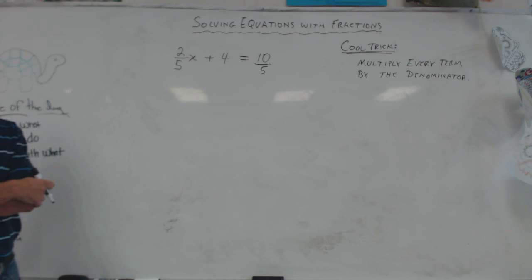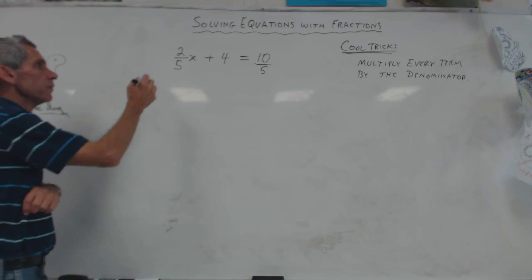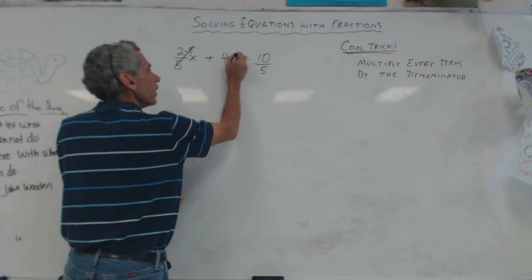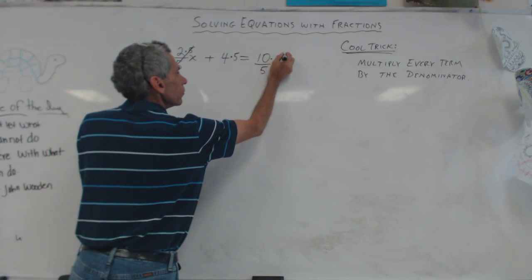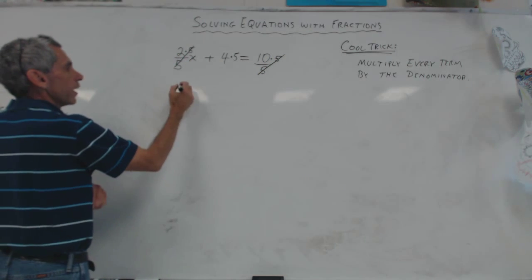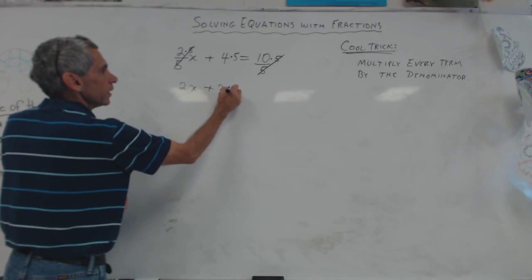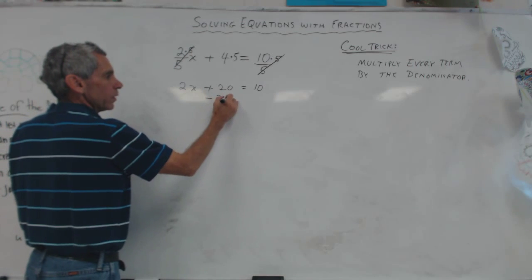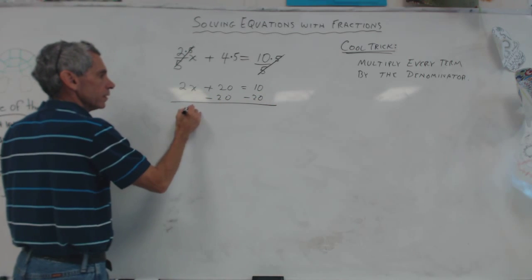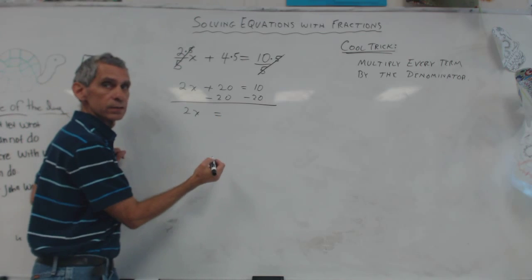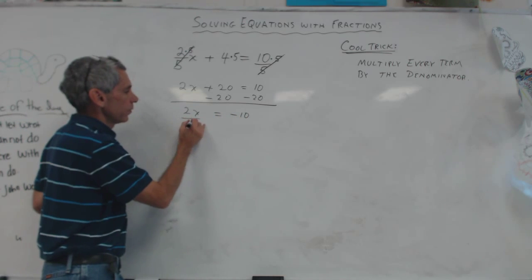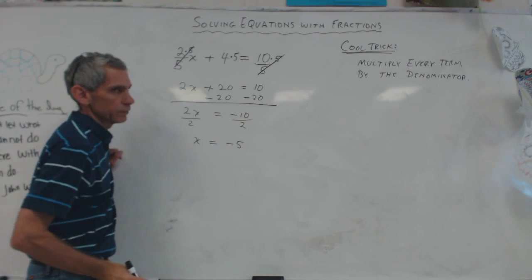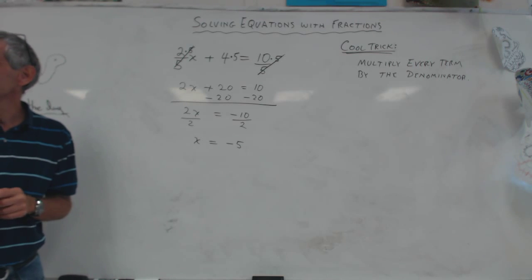So what's my denominator? 5. So I'm just going to go times 5. Those cross out. Times 5. Times 5. Those cross out. So I have 2x plus 20 is equal to 10. Subtract 20. I have 2x is equal to what? Negative 10. Divide by 2. x is equal to what? Negative 5. So easy when you use this method, right?